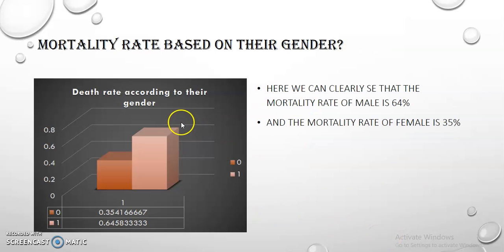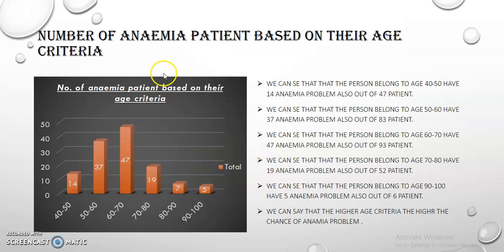Mortality rate based on their gender. Basically, in the mortality rate, 0 is for female and 1 is for male. We can clearly see that 65% are male who are dead and 35% are female who are dead. Number of anemia patients based on their age criteria: age criteria between 40 to 50 have 47 patients, and in that 47, 14 are anemia positive. Likewise, age criteria between 90 to 100, 6 people are there, and in that 6 people, 5 have anemia positive.